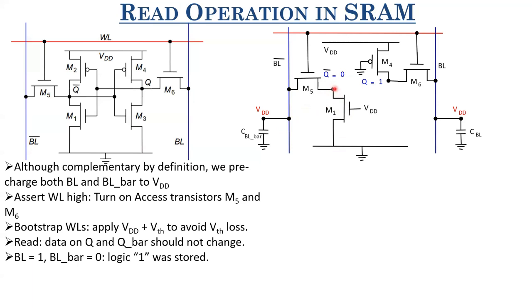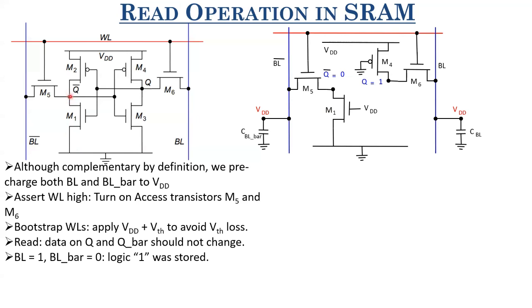The exact value of the voltage at VQ bar depends upon the relative driving strengths of M5 and M1. However, what we already said is that in the read process, the content should not change. That is, if Q bar is 0, it should remain 0 and not go to 1. Or if Q is 1, it should remain at 1 and not go to 0. In this diagram, BL bar is trying to increase the voltage here, while M1 is trying to reduce the voltage of this node.